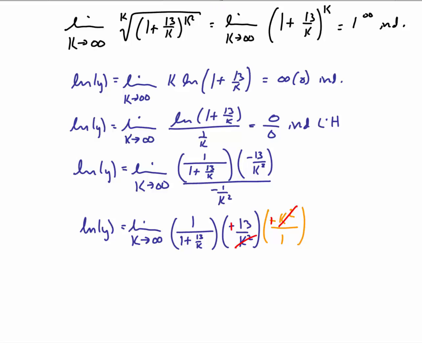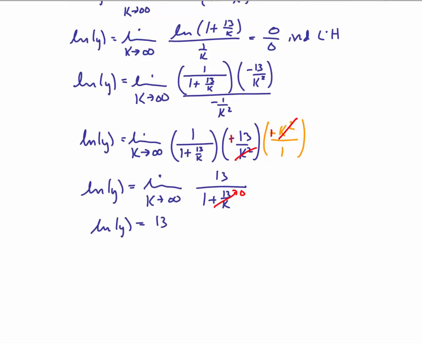And it looks like I'm going to be left with the natural log of y equals the limit as k approaches infinity. Looks like we'll have a 13 left on top, 1 plus 13 over k. Now as k goes toward infinity, this goes towards 0, and I'm left with the natural log of y is equal to 13. Now let's remember what we were trying to do. It seems like a long time ago, but we're trying to figure out what rho is. So what we get here is e to the 13th equals y.